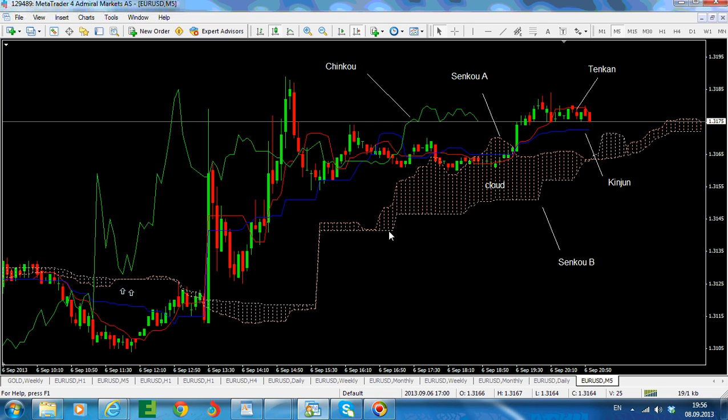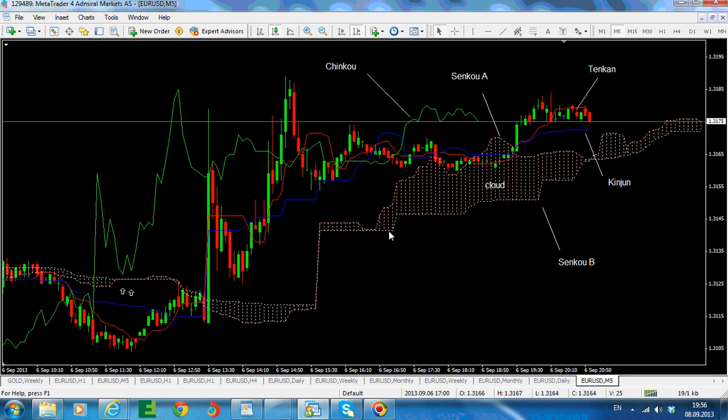and Senkou B interpretation. So if the Senkou A crosses above the Senkou B, the cloud should be green. If the Senkou A crosses below the Senkou B, the cloud should be red. And there you go, you have the prerogatives for the cloud.